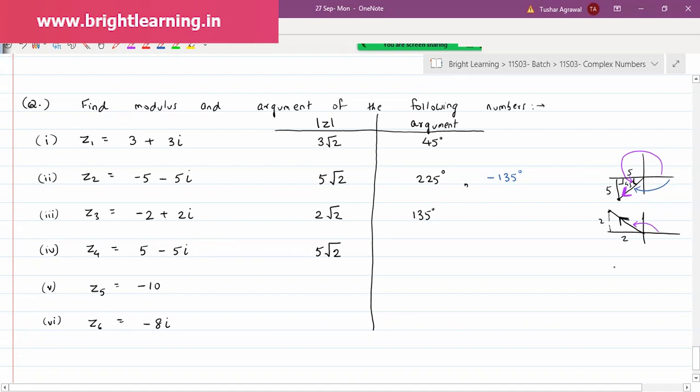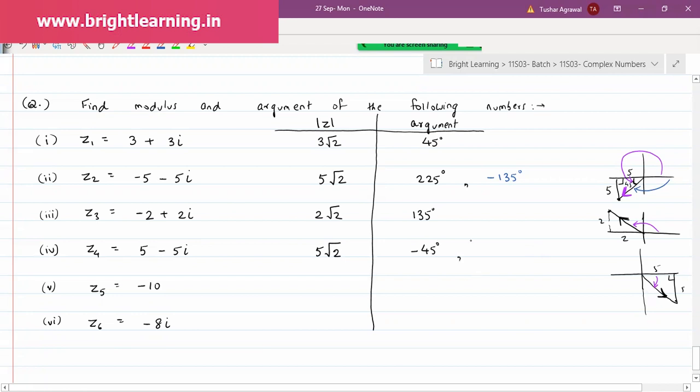5 minus 5y. The real part is 5, the imaginary part is negative 5, so this will be the complex number. This is 5, this is 5 downwards. Correct? Yes or no, Pujita? Yes, sir. So my argument will be this, but that is in the clockwise direction, so that is negative 45 degrees.